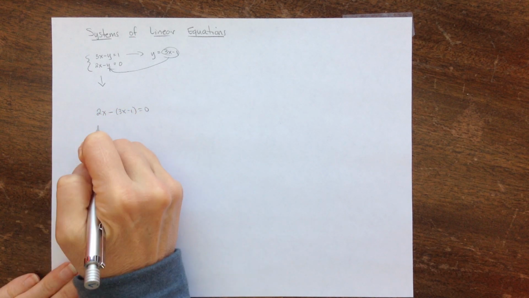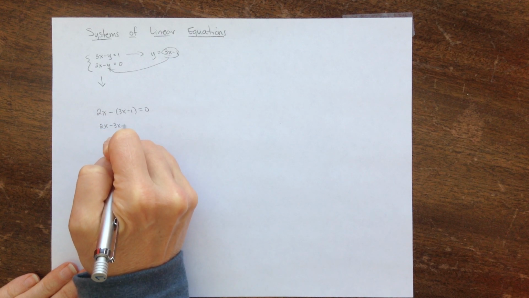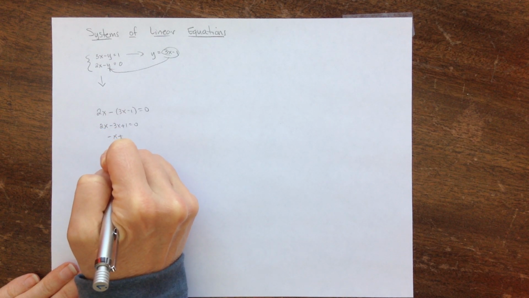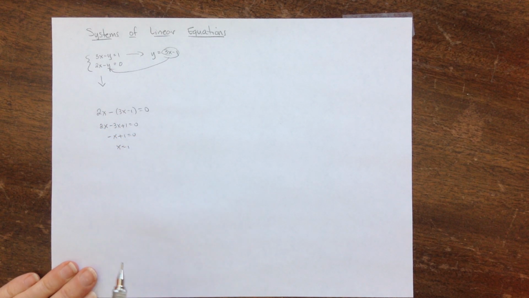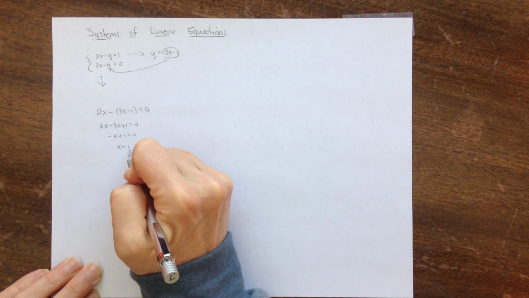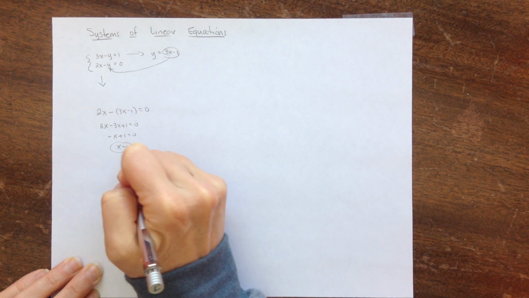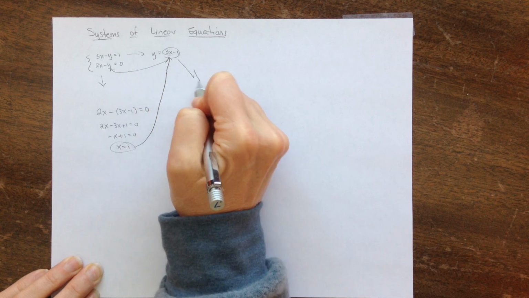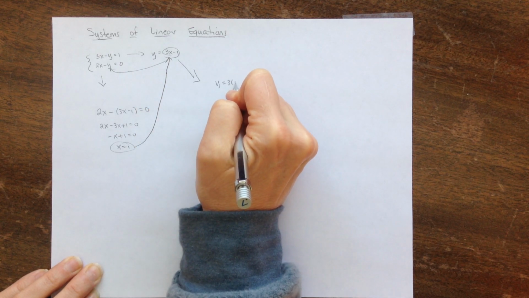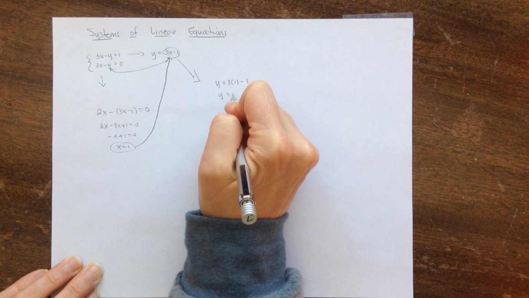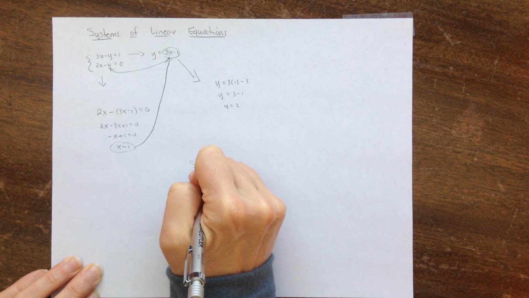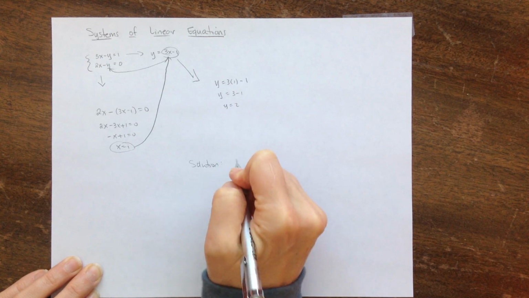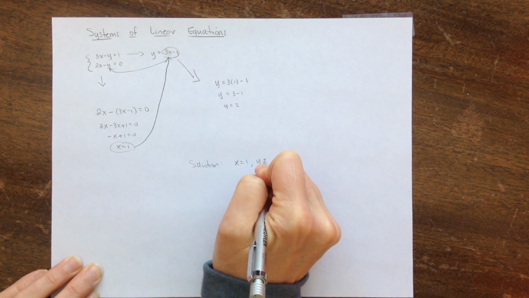And then I can solve this, distribute. So I get negative x plus 1 equals 0, so x equals 1. And once I have x, and I've already solved for y up here, I can plug this x equals 1 in there. And I get y equals 3 times 1 minus 1, which is 3 minus 1, which is 2. So I think my solution is x equals 1, y equals 2.